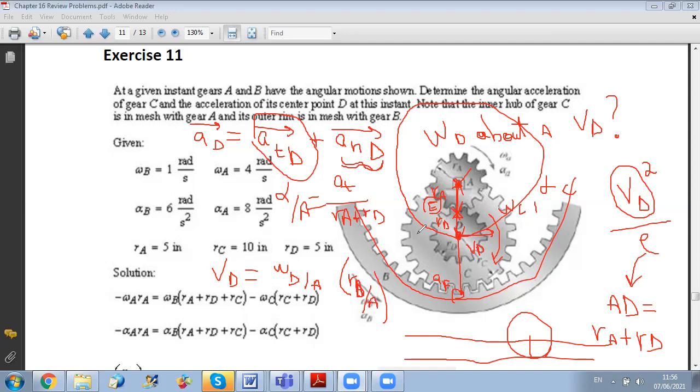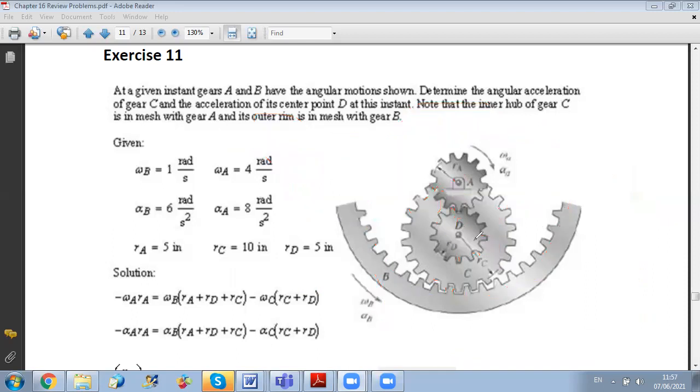This is a very important problem. It helps you see how I can use different values of alpha and omega for points. If I look at each point on its own, you can look at it as part of the body. If I look at this one alone, it is doing rotation about A. But if I take another point from the disc C, it is doing a different motion. That is why I say that this gear C is doing a general motion.